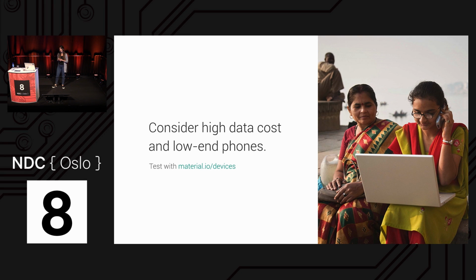Also, consider high data cost and low-end phones. So we could solve this by reducing our app size, which we already do in a PWA, and consider the small screen sizes as well. You could also minimize the battery usage and let them know about data costs. So when they're downloading something for offline use, for example, show them the megabyte size of this thing that they're downloading.